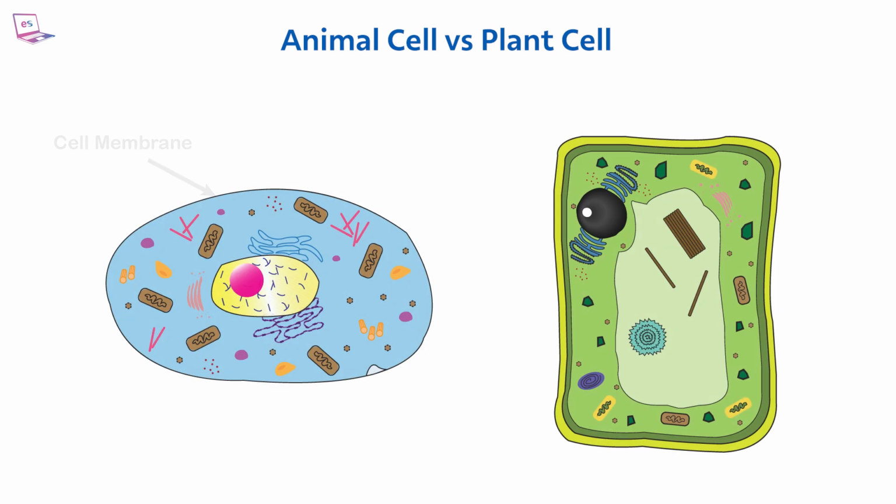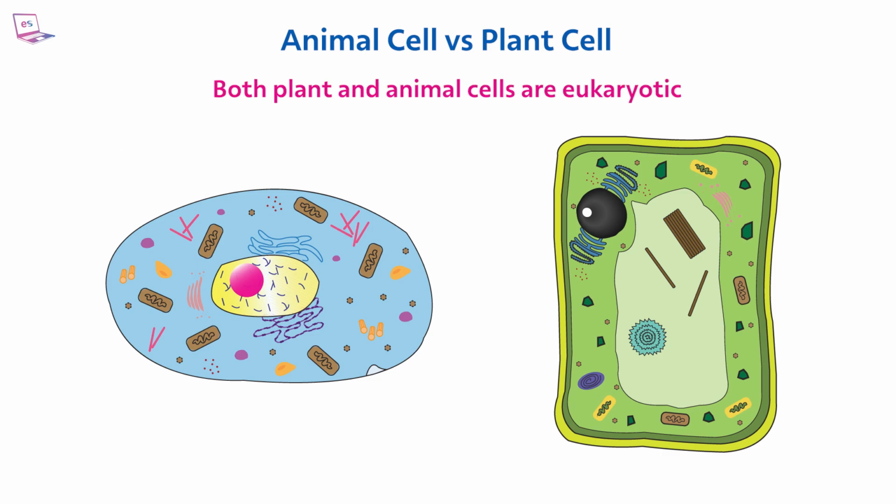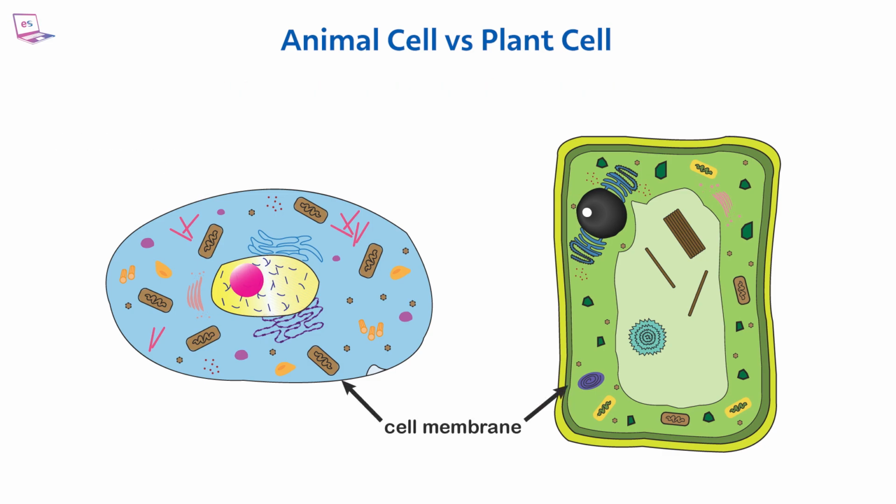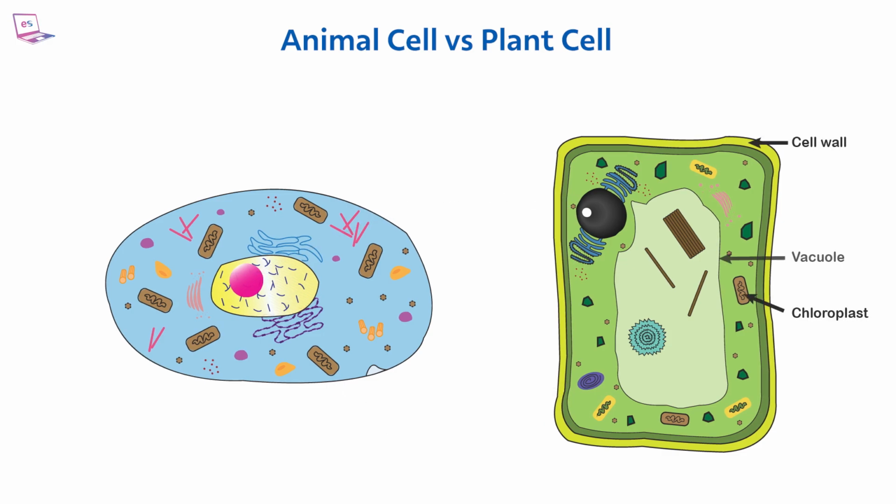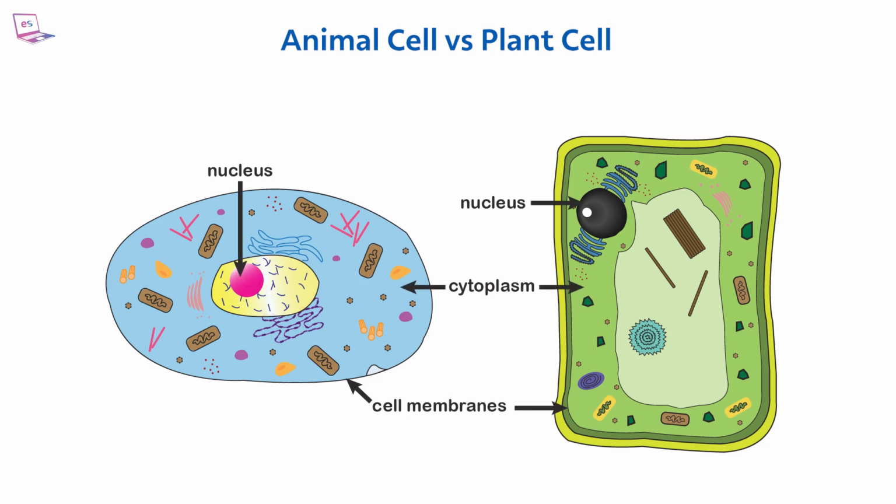Animal cells have only a cell membrane, but no cell wall. Both plant and animal cells are eukaryotic. So they contain membrane-bound organelles like the nucleus. The nucleus contains the genetic information for that organism. Only plants have chloroplasts, cell walls and vacuoles. Both animal and plant cells contain cell membranes, cytoplasm, nucleus and mitochondria.